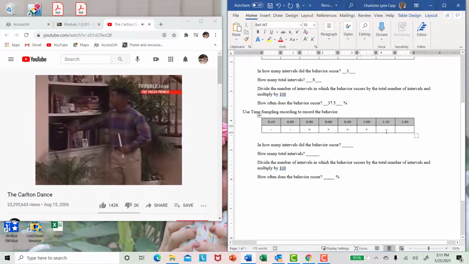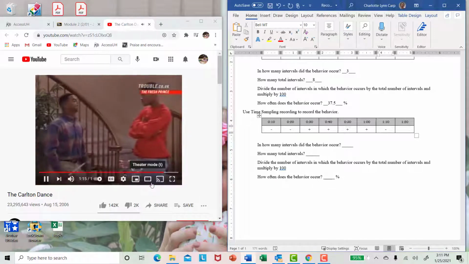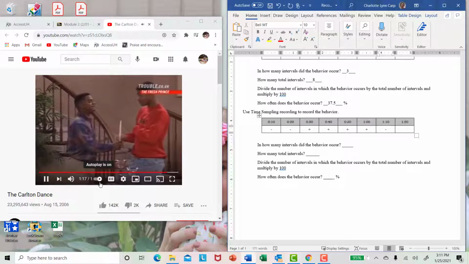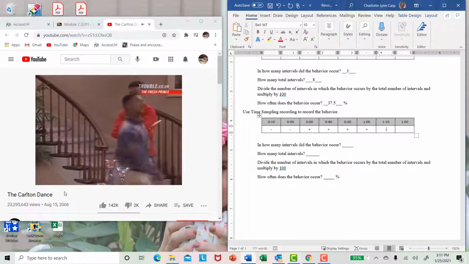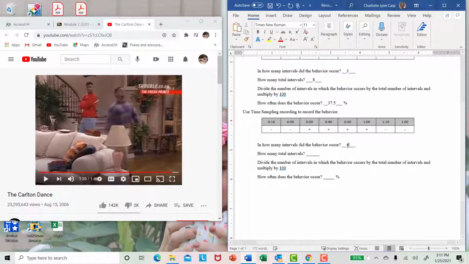He's not dancing at the end of that one. And we'll go to the end. And he's not dancing. So we'll put a minus. Okay, so now how many intervals did the behavior occur? We have 4. Total intervals, we still have 8. And now we're 4 divided by 8, and we're at 50%.